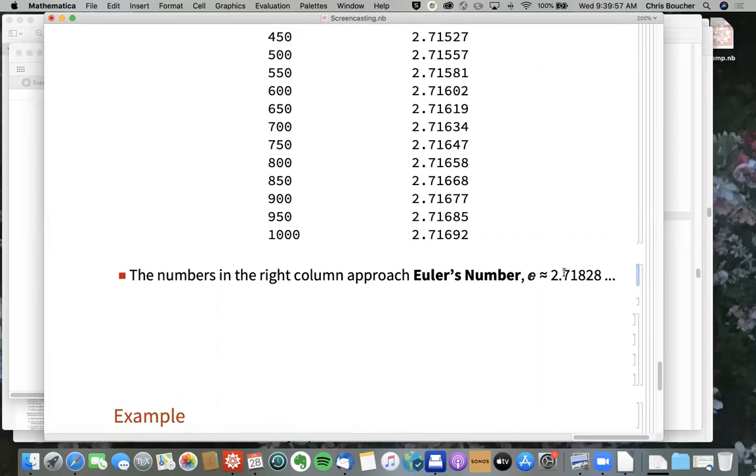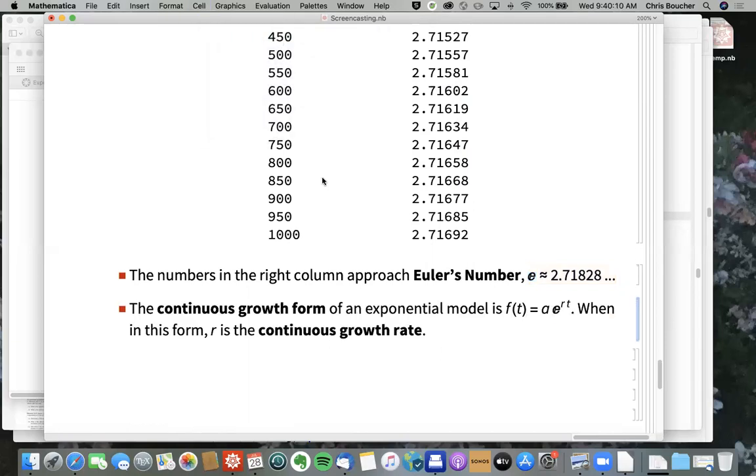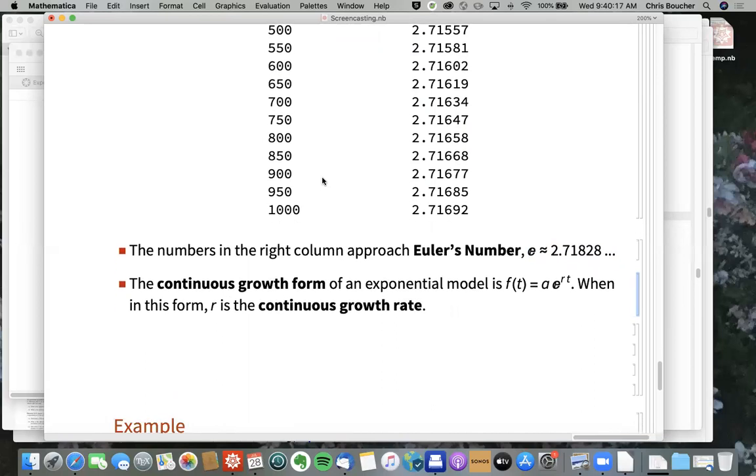And they flatten out at this number, which is called Euler's number, and we'll symbolize it with an e. Now, I'll use that funny looking e. You can just use an ordinary letter e to symbolize Euler's number. Euler's number is important for a lot of reasons in mathematics. We will use it to give us another form of exponential models.